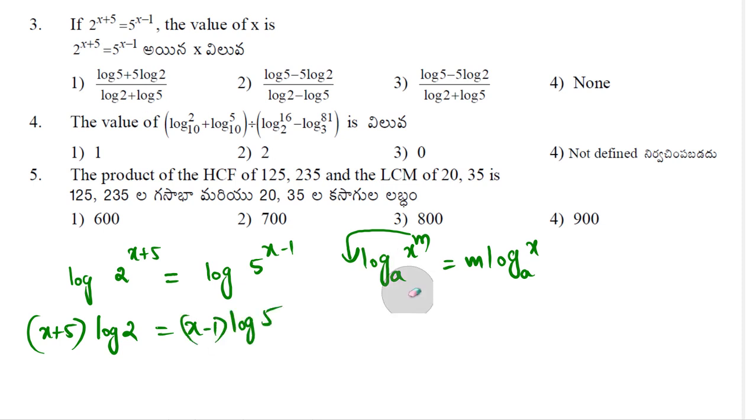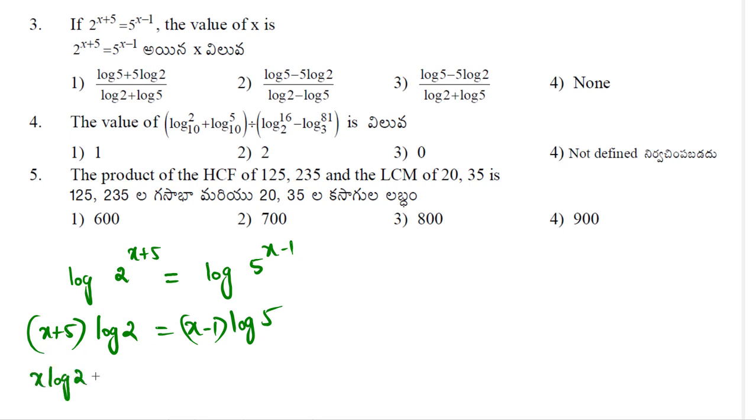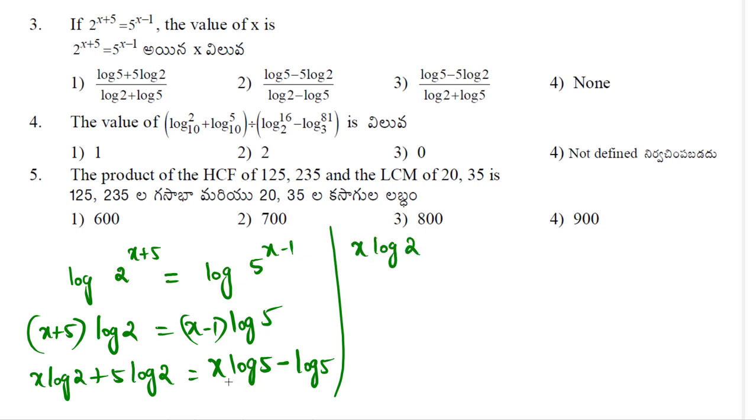Here we need to find the value of x. Let us distribute it. x into log 2 plus 5 into log 2 is equal to x into log 5 minus 1 into log 5. So that is minus log 5. Now bring all the terms involving x to the left side, and the terms which are not involving x, that means constants, to the right side. So we can write x log 2. Bring this x log 5 to the left side, so minus x log 5. This is equal to, on the right side, we have negative log 5.